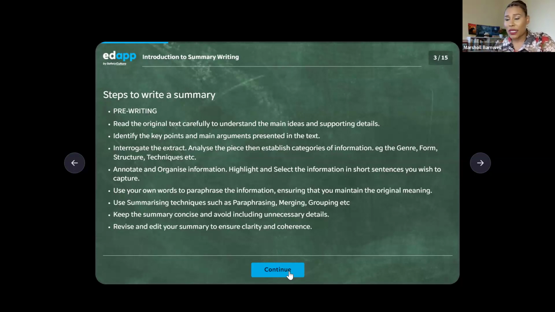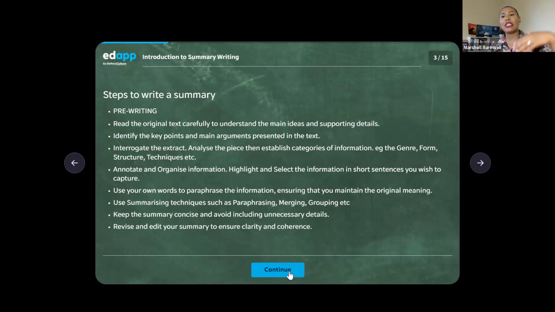Next, once we have our sentences, we can then start looking at them, seeing how they merge well together. So we can then start looking at our paraphrasing, merging, and grouping. These are all summarizing techniques. So paraphrasing would be saying something in a shortened form in your own words. Merging would be linking information that are alike. And grouping would be looking for things that can be placed in groups.